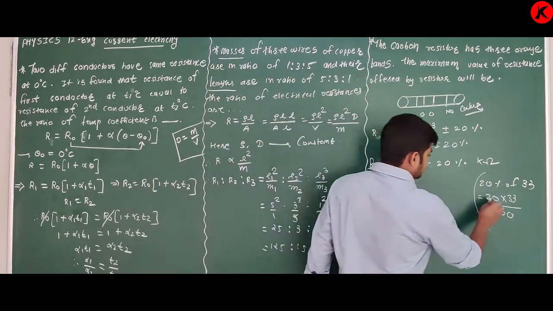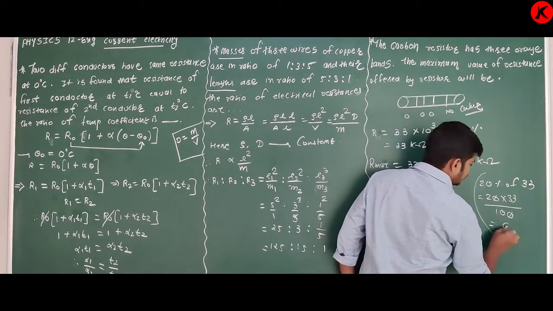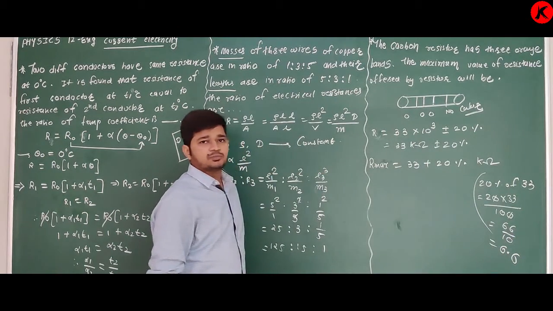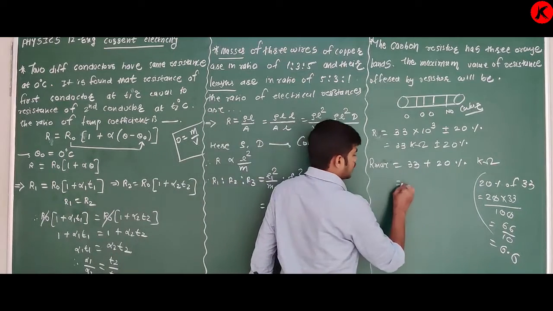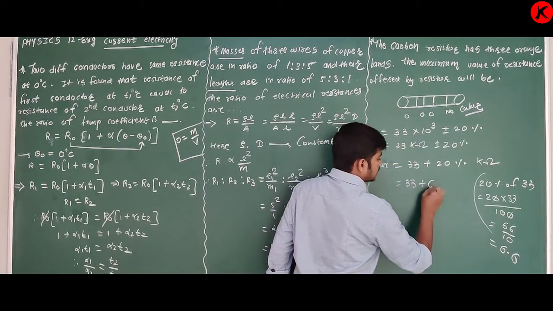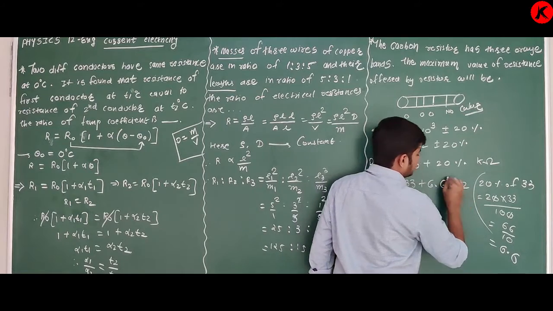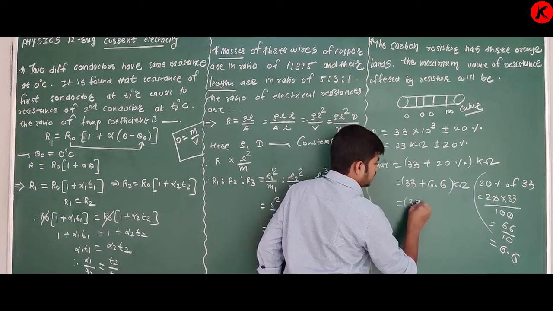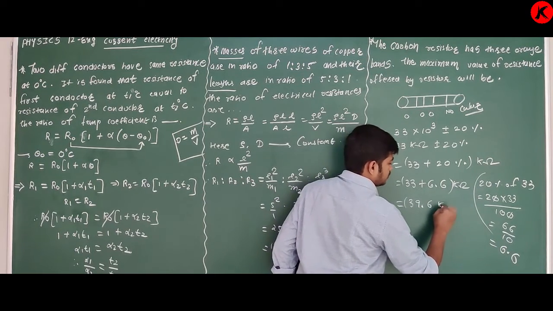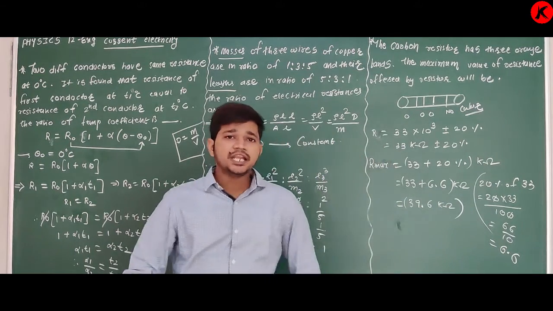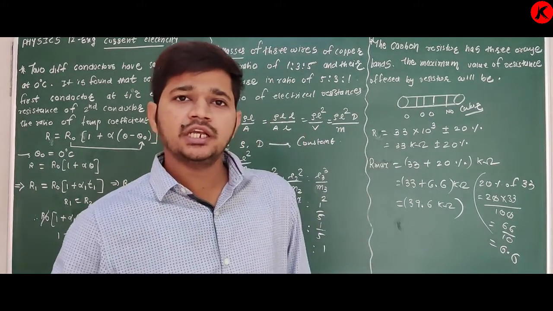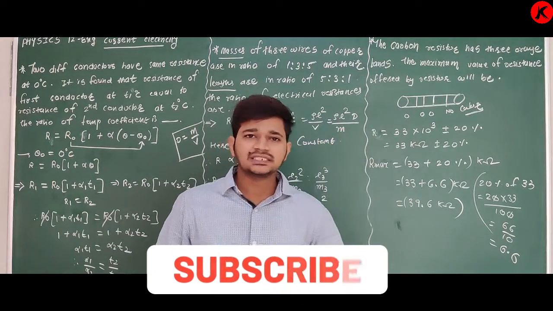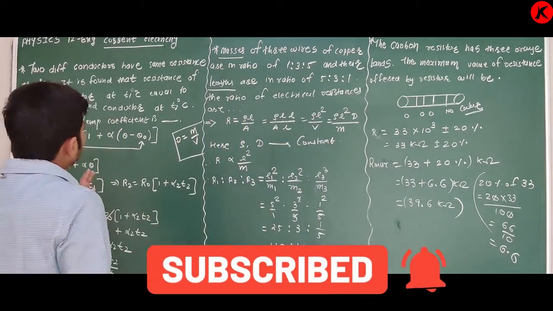So yes, it is easy actually. Cut the zeros, 33 into 2 is 66 divided by 10, which is 6.6. So you can write it as 33 plus 6.6 kilo ohm, which is 39.6 kilo ohm. Clear? Yes, you can calculate it without a calculator.